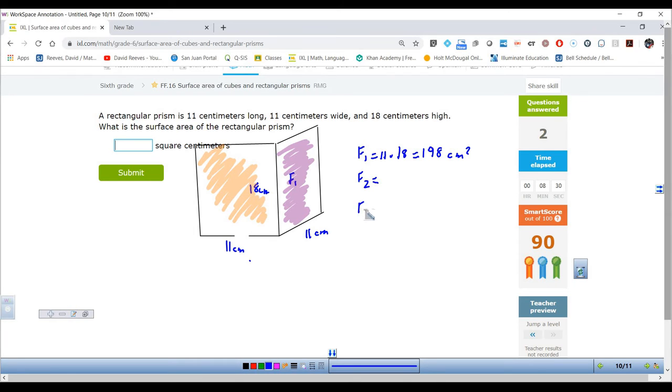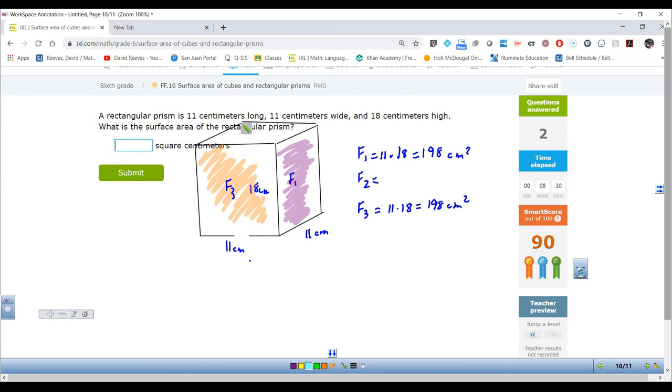We're going to come back to that. Okay, I'm going to call this one face 3 right here. You'll know why in a minute. So face 3 is also 11 times 18, or 198 square centimeters. All right, and then I'm going to put a top on this. All right, so then I'm going to come like this and like that. And oh my goodness, we have our rectangular prism.